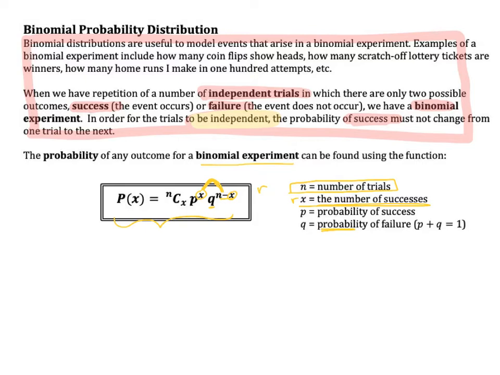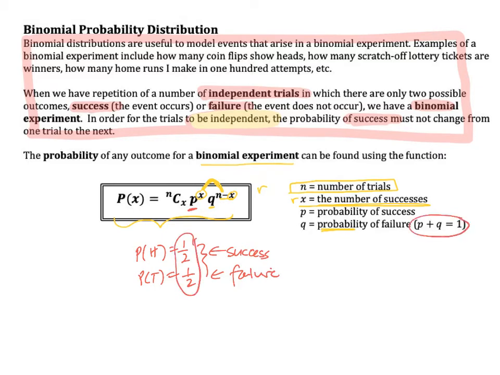Now, whatever these values are, the probability of flipping a coin and getting a heads is 1/2. Probability of getting a tails is also 1/2. These two outcomes, this would be your success. If I said what is the probability of getting a heads, that would be my success. So flipping tails would be my failure.